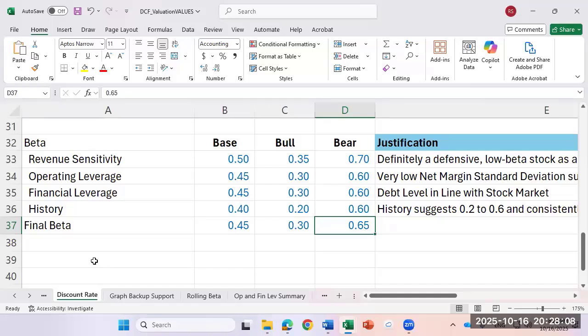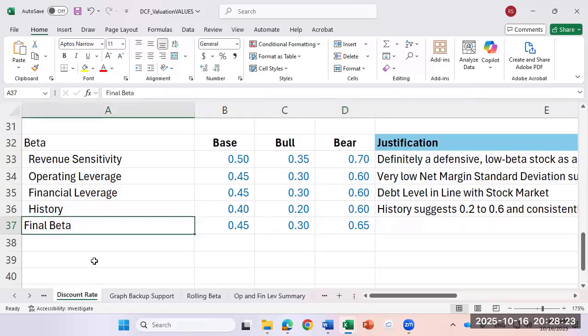CFI, in their models, they do use a beta. They just never tell you how to come up with the beta. So you're kind of like, where'd they get that number? And they say, your beta is so-and-so, and you're like, yeah, how do you know? So that's kind of a weakness on theirs.